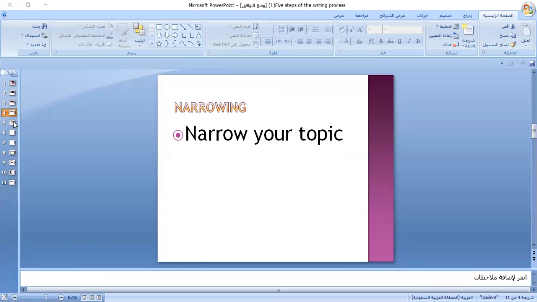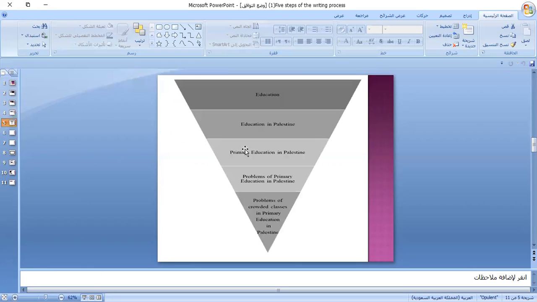So look at this example of narrowing. Look, it is about education. Someone asks you to write about education. You say, what to write about education? Education, so make it narrower. Education in Palestine. Which education in Palestine? Primary education, secondary education, university education, vocational education, for example, special education, a lot of online education. So there are a lot of types of education and a lot of fields of this main field, which is education.